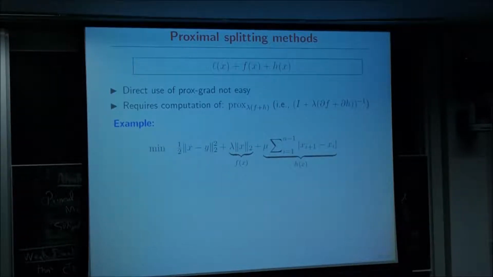For example, this is say L of x, quadratic loss function. This is f of x, and that's the second guy that's called the discrete total variation operator or function or whatever.